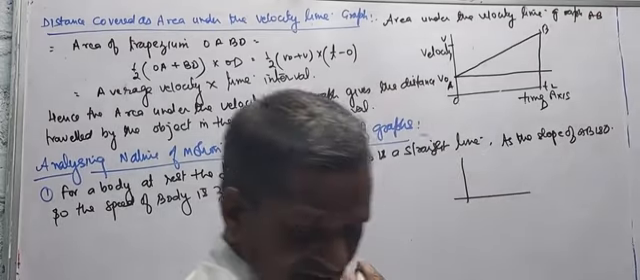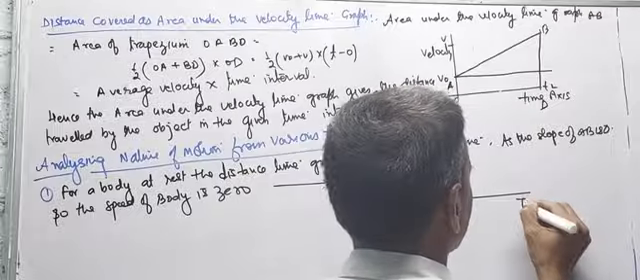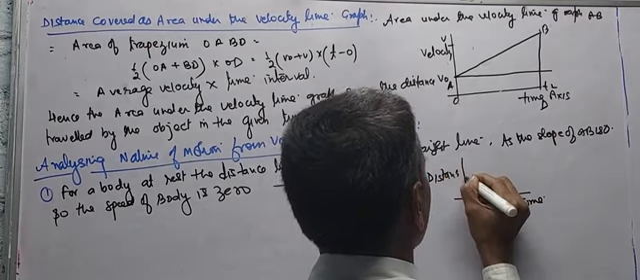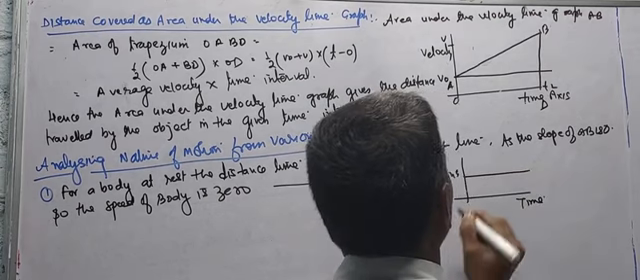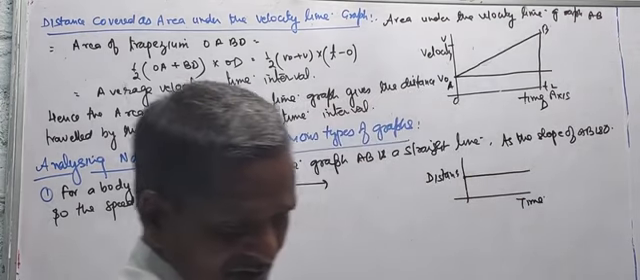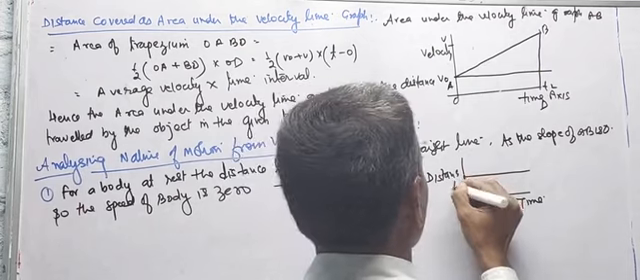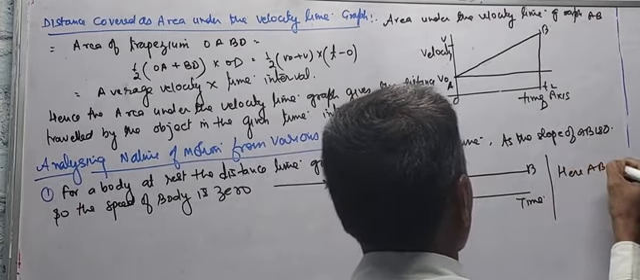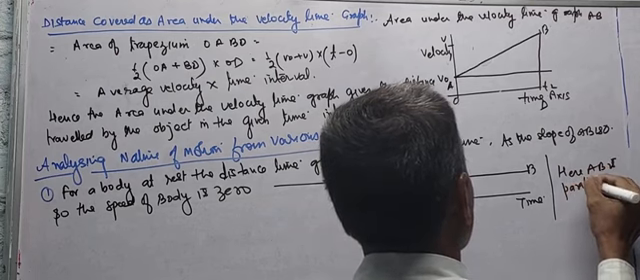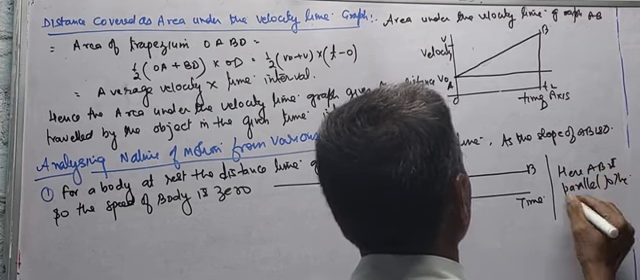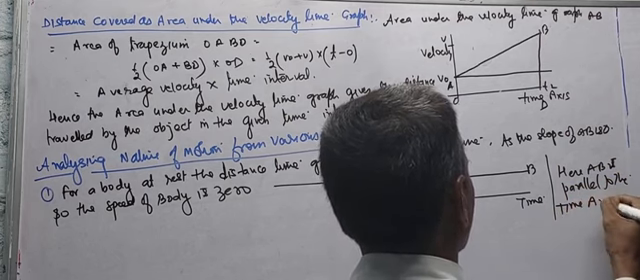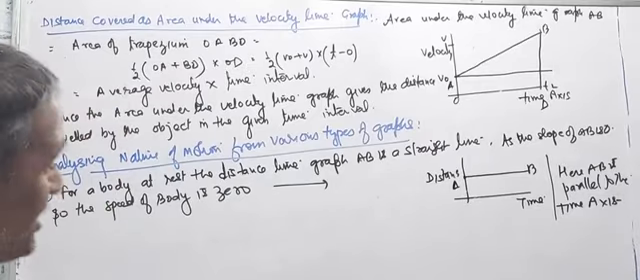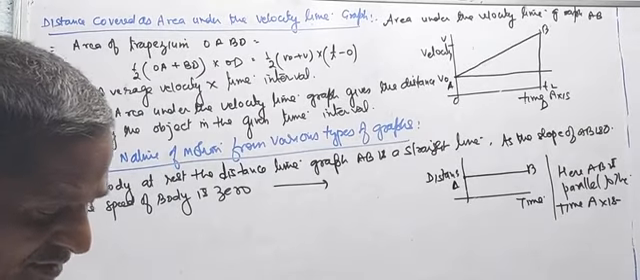The graph is in this form: on the x-axis is time, and this is distance. Here AB is parallel to the time axis.